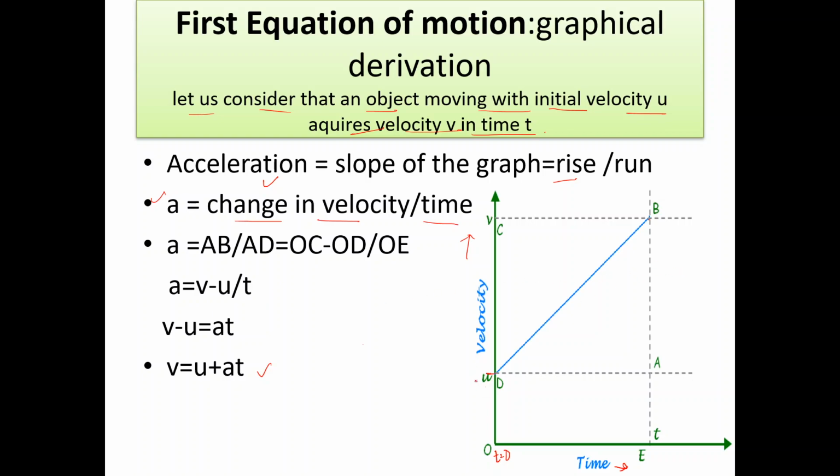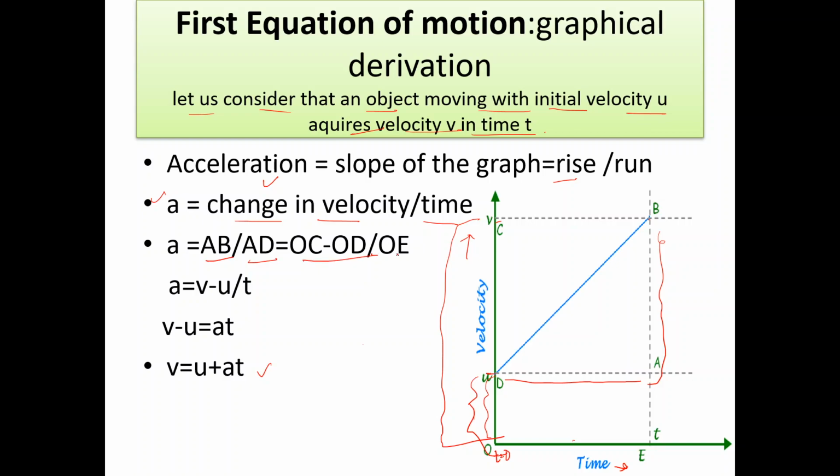Graphically, what is the change in velocity? This is u and this much whole is v. OC is v and OD is u. So this is the change in velocity, that is AB, upon AD, this is the time. AD on x-axis become equal to OE. So you can write here what is AB? AB is equal to OC minus OD.